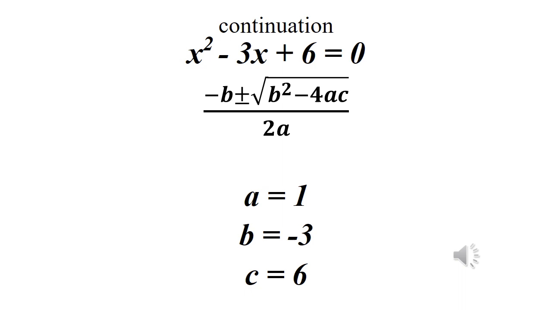So we are going to use quadratic formula to solve this, which is minus b plus or minus square root of b squared minus 4ac all over 2a, where we have our a to be the coefficient of x squared, which is plus 1, and our b to be coefficient of x, which is minus 3, and our c to be the constant, which is plus 6.